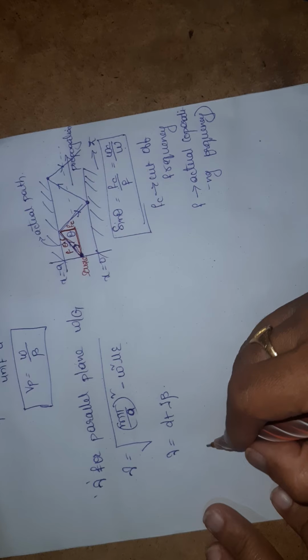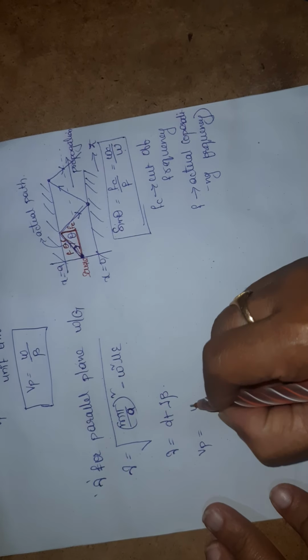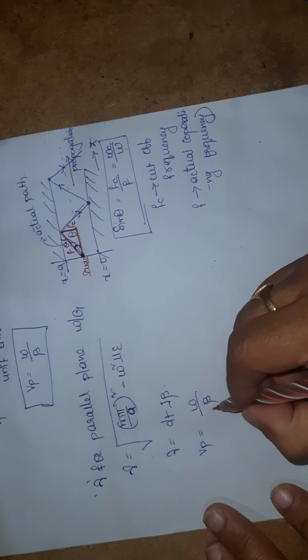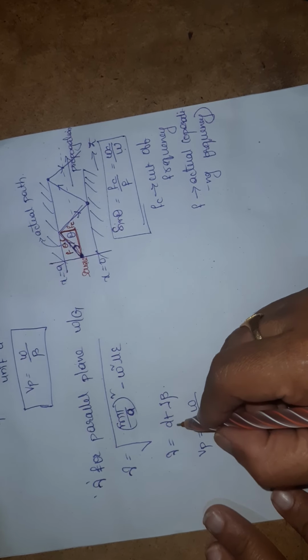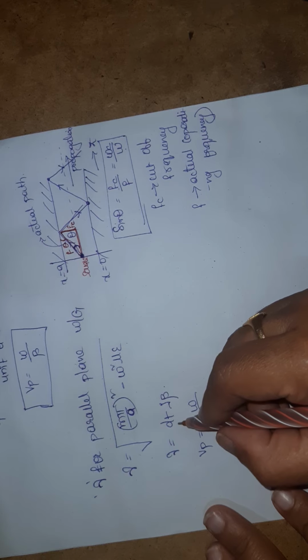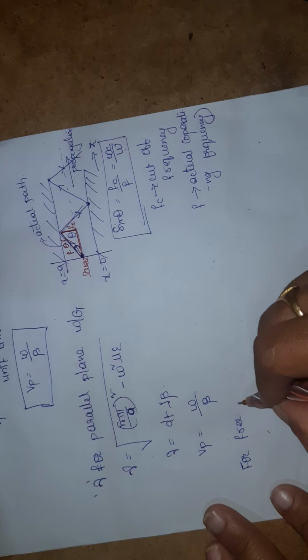So we have to get the derivation for Vp, phase velocity. Vp is equal to omega by beta. So here we have to get the expression for beta. To get beta, I am doing alpha is equal to 0. That is for free space.